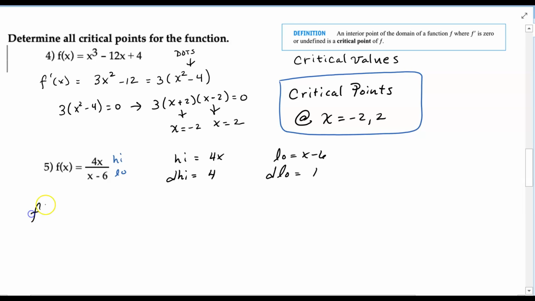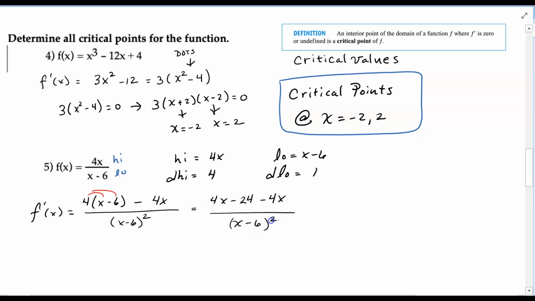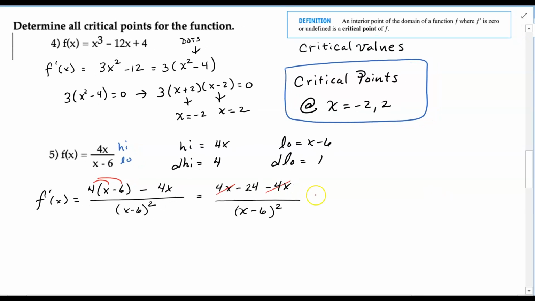All right, but it's not that bad to find f prime of x. What does that look like? Low d high. So that's x minus 6 times 4, or 4 times x minus 6, minus high d low, which is just 4x times 1, so 4x. Now this is going to require, of course, some distribution there, but then it's all divided by low, which is the bottom, the denominator, squared. Okay, so then we get 4x minus 24 minus 4x, all divided by x minus 6 squared. So when we combine our like terms, 4x and minus 4x, we get negative 24 over x minus 6 squared.